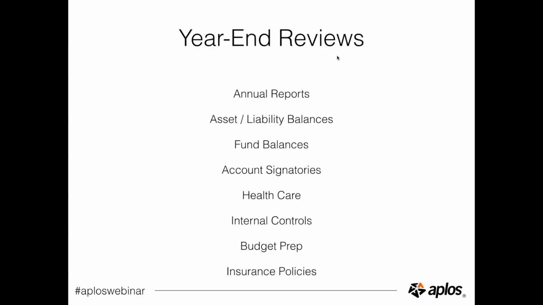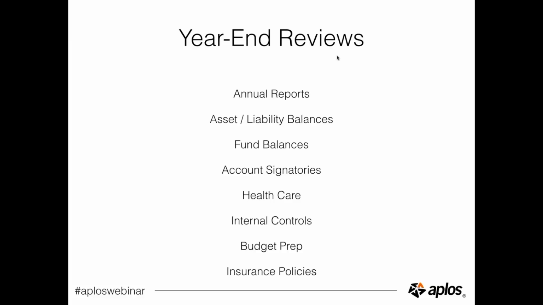All right. So that is year-end reviews, the largest part of our webinar here. So again, annual reports: make sure that you are running reports for your organization to identify any errors or mistakes or corrections that need to be made, make them, and then rerun your reports. Make sure that your assets, liabilities, and funds are all present and accounted for properly, and how you expect to see them and how you need to see them for any external reporting you need to do. Make sure that your account signatories are up to date and valid. Same with healthcare and insurance policies.